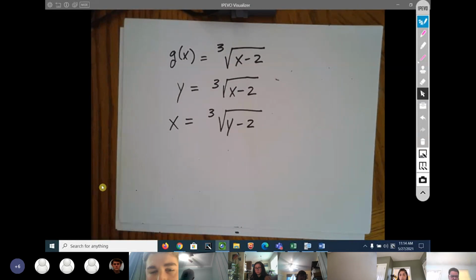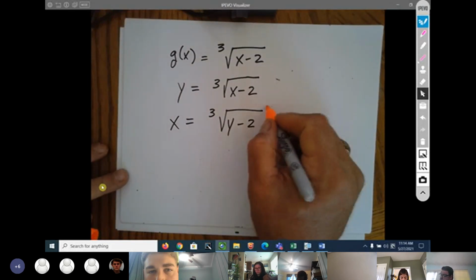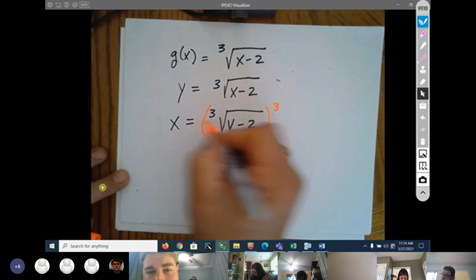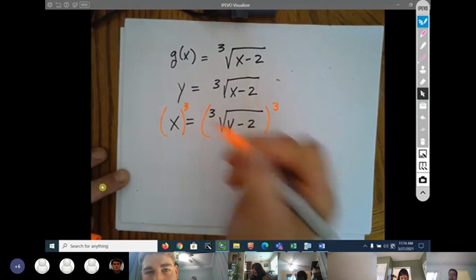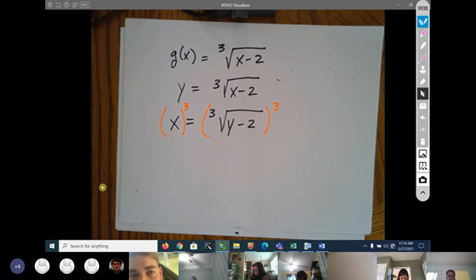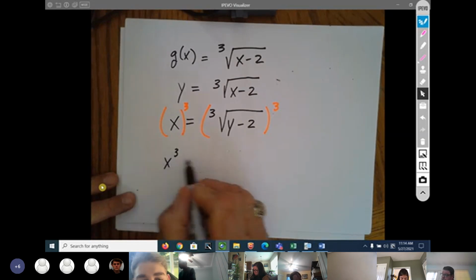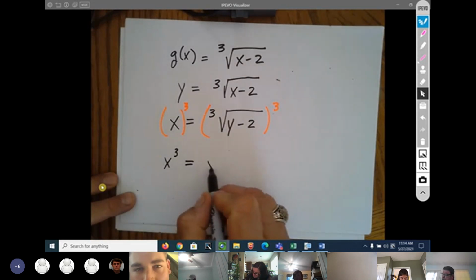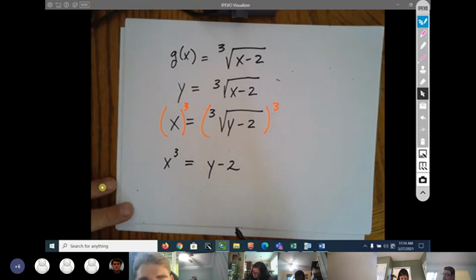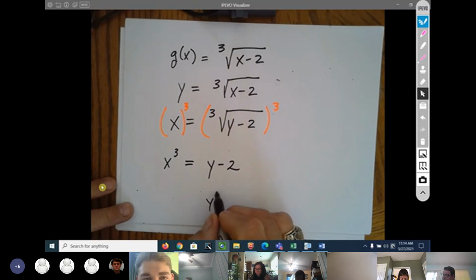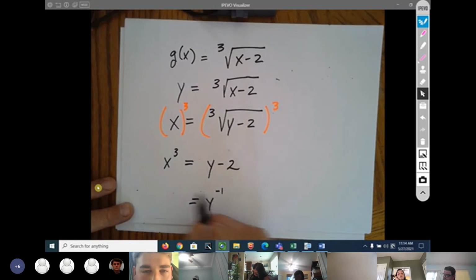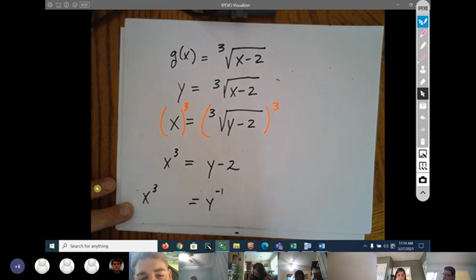Third power. Yes. So I'm going to take my handy dandy orange marker. And I get x to the third is equal to y minus 2. And y inverse is equal to x cubed plus 2.